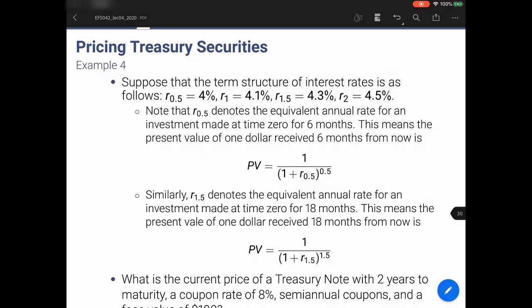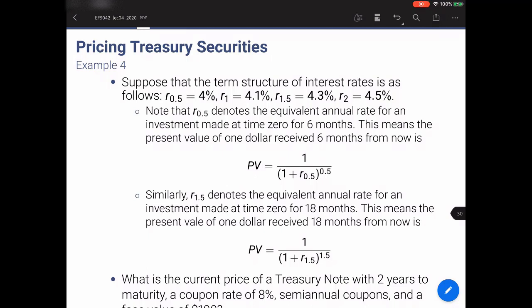Similarly, if we have a cash flow payment at the end of 1.5 years, we simply take the present value of that $1 at the end of 1.5 years divided by (1 plus r 1.5) to the 1.5 power.